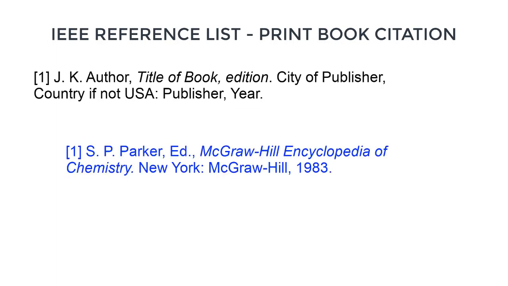Here is an example using the McGraw-Hill Encyclopedia of Chemistry. We start with the number of the citation, then the author, starting with their first and middle initials and then last name, then their status as an editor with the abbreviation ED. Then we put in the title, followed by the location and name of the publisher, and finally the year the book was published. When you are creating citations, always pay attention to the specific formatting rules, including any capitalization and italics. In IEEE book citations, for instance, the title is italicized and in what's called title case, meaning all principal words start with a capital letter.